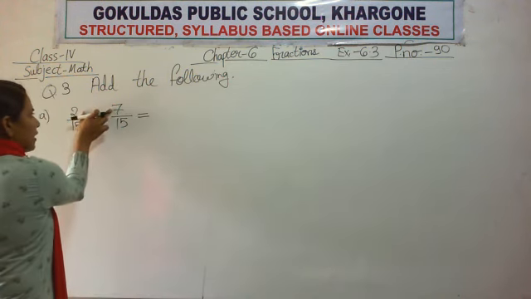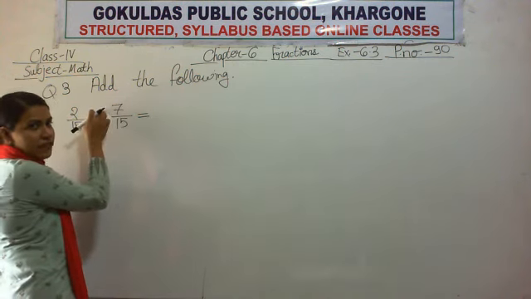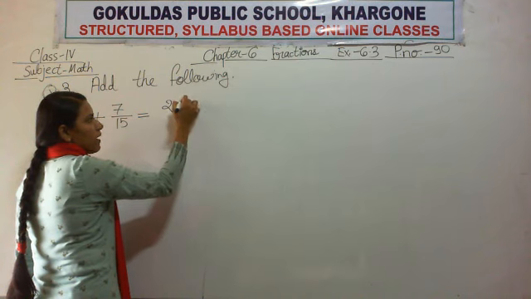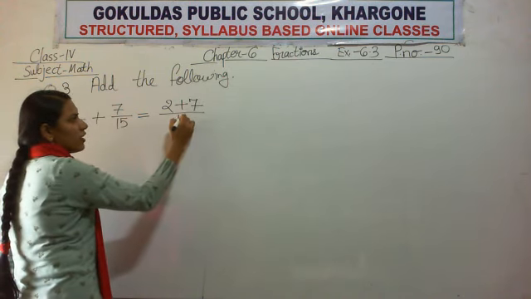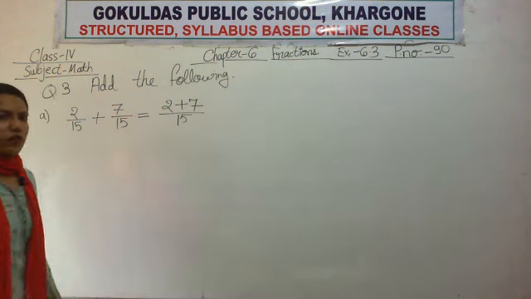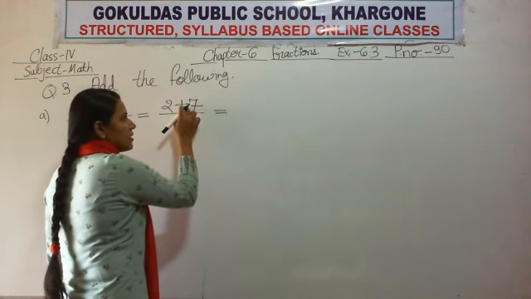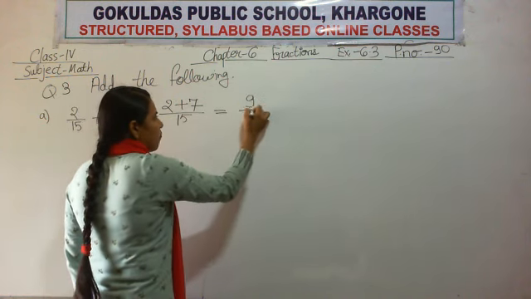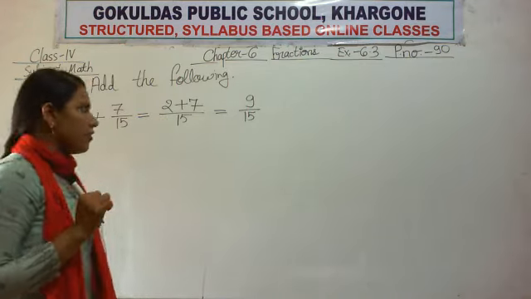We add numerators together. So 2 is numerator, 7 is numerator. We add numerators together upon, we write denominator only one time. Denominator is 15, so I write denominator, okay? Now add this 2 plus 7. 2 plus 7 means 9 upon 15. So your result is 9 upon 15.